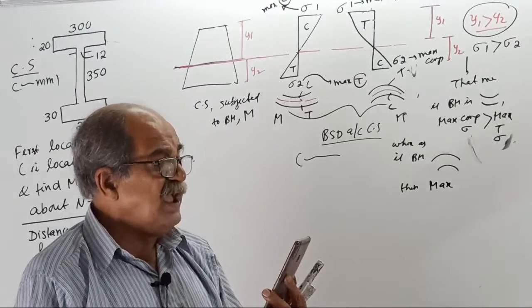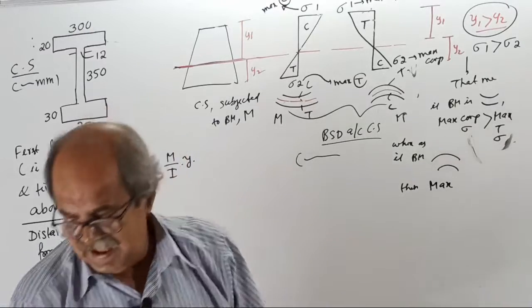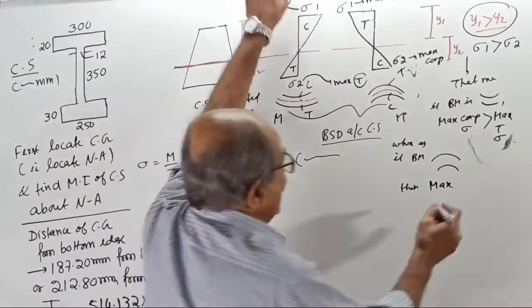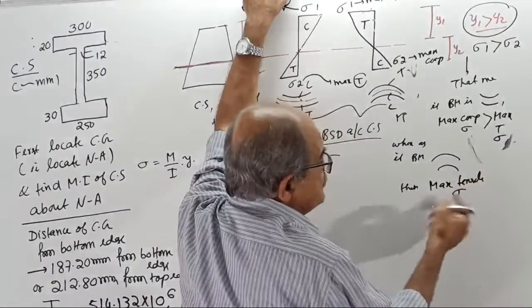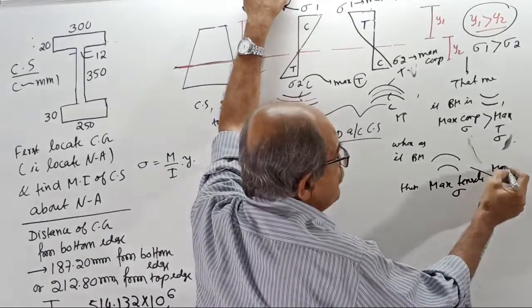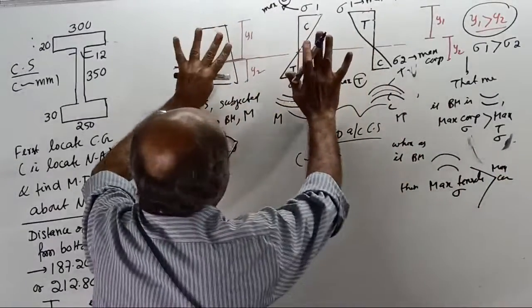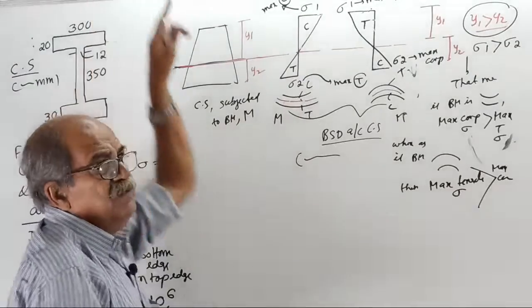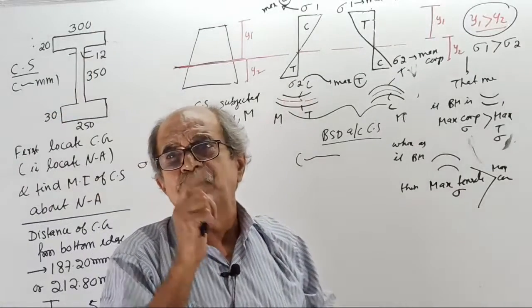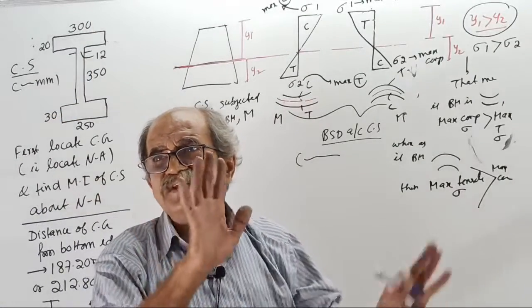If the BM is hogging, which is more? Maximum tension, or maximum tensile stress (sigma means stress), is more than maximum compressive stress. One note right here. Now, go for a reverse calculation. I will not write anything on the board. You should prepare this chart.